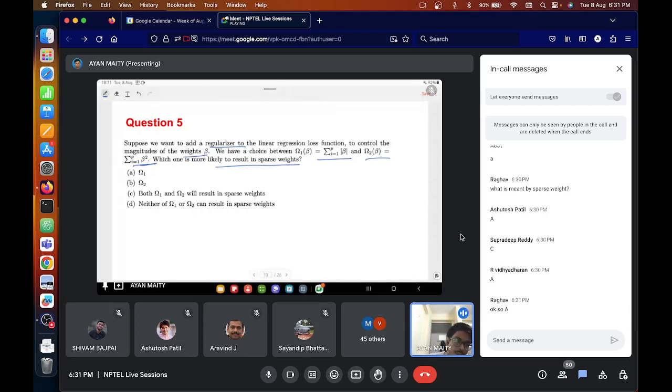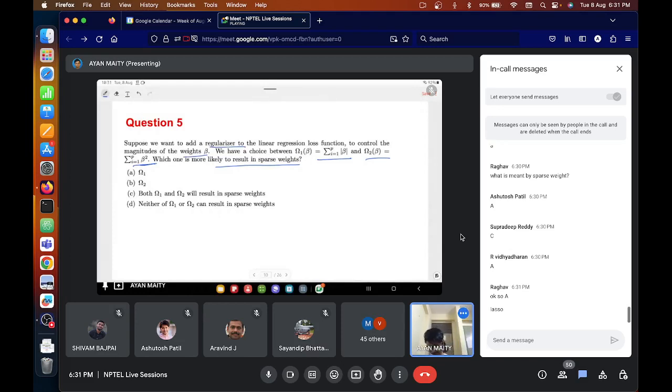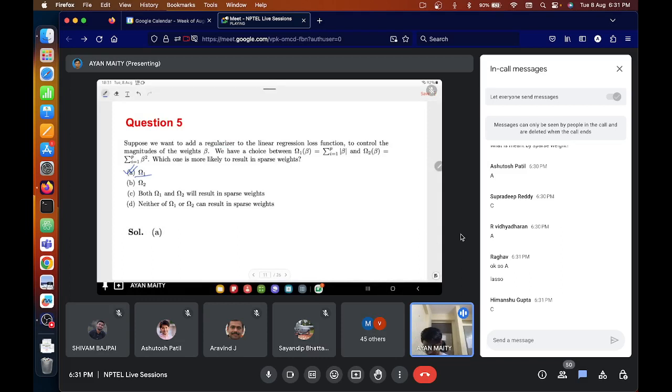So most of the answers are option A, and one student is saying option C. C is both sigma 1 and sigma 2 will result in sparse weights. Okay. So here the correct answer is option A. Sigma 1 is the lasso regression or lasso regularization.